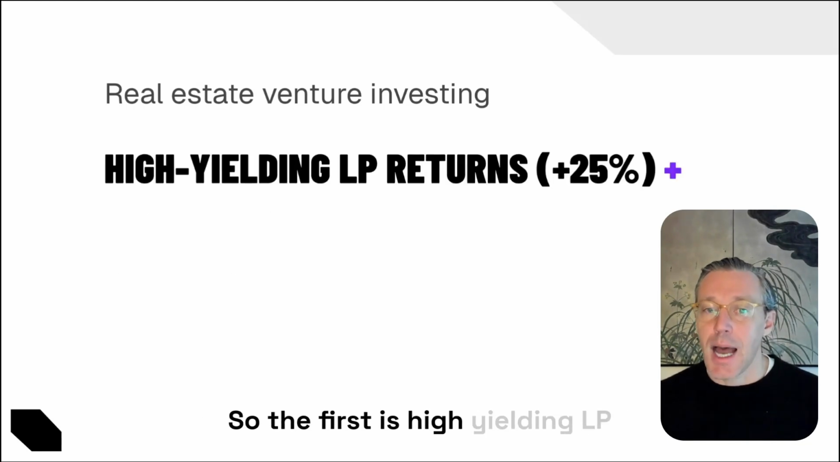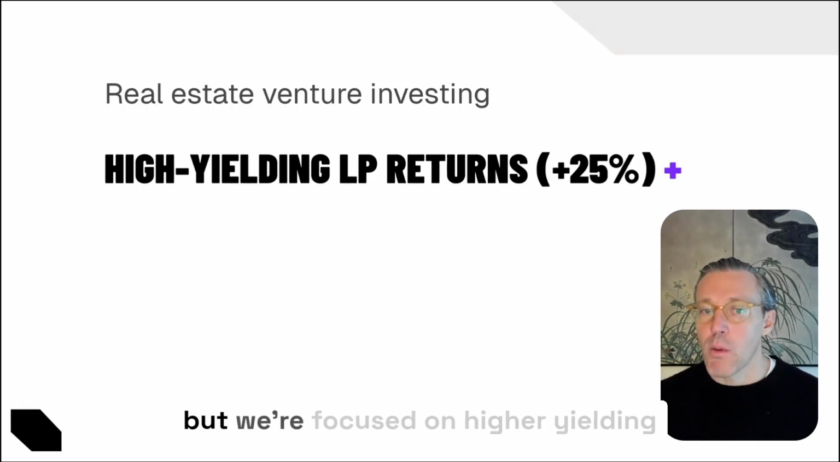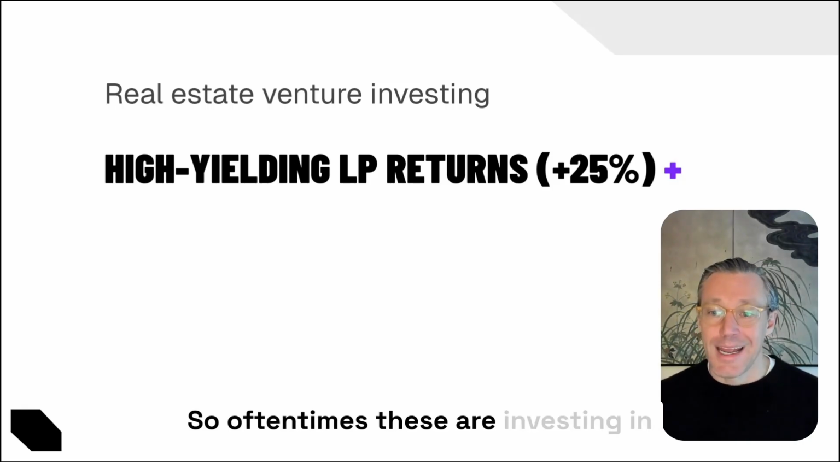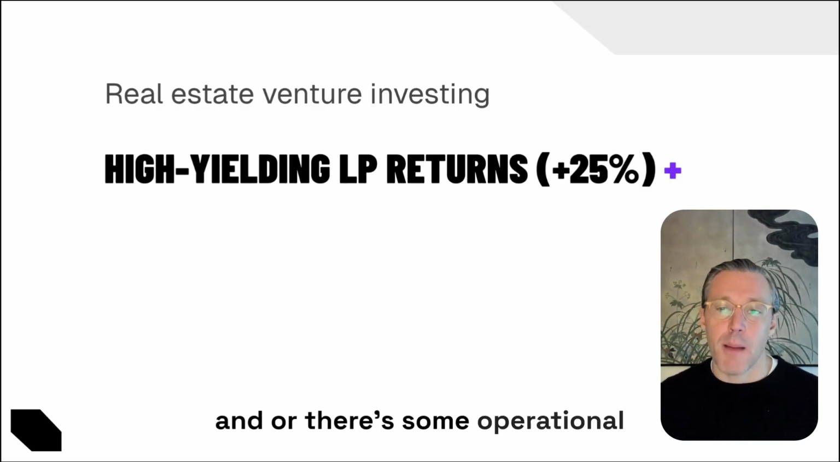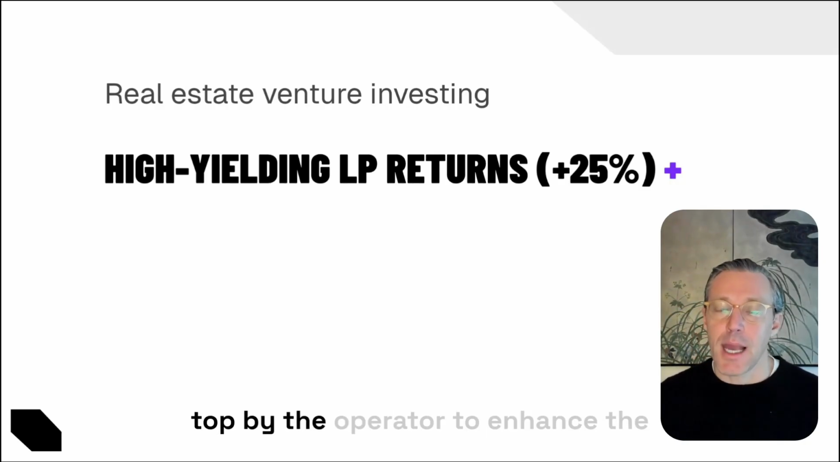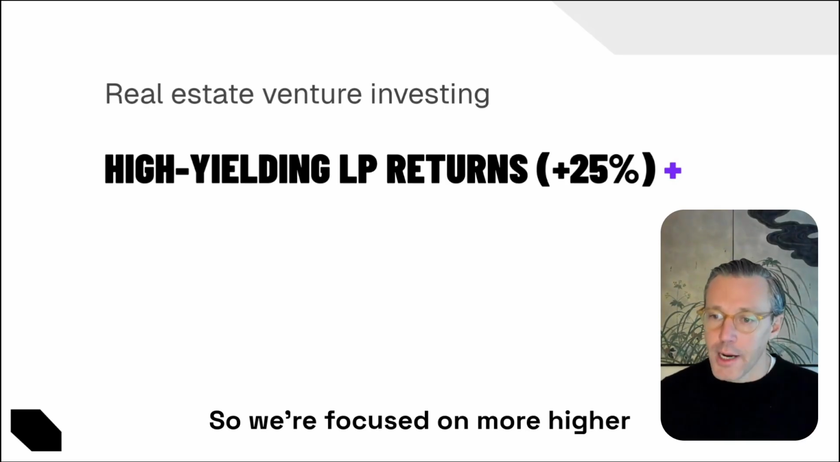So the first is high yielding LP returns. So still focused on getting our traditional LP return out of a deal, but we're focused on higher yielding strategies. So oftentimes these are investing in assets that are sub-institutional, they're in more niche markets, or there's some operational complexity that's being layered on top by the operator to enhance the yield and ultimately the return to us, the investor, on the deal. So we're focused on more higher yielding deals first.